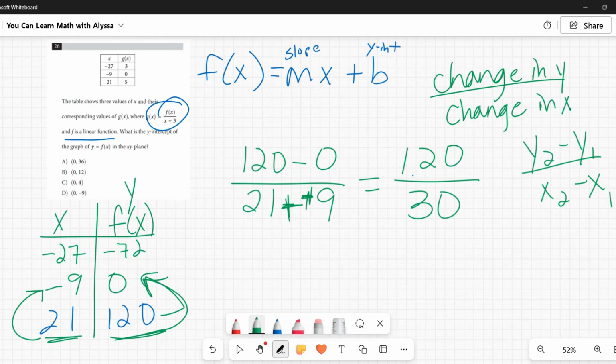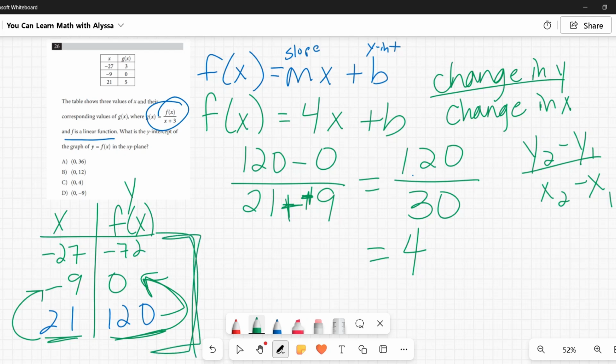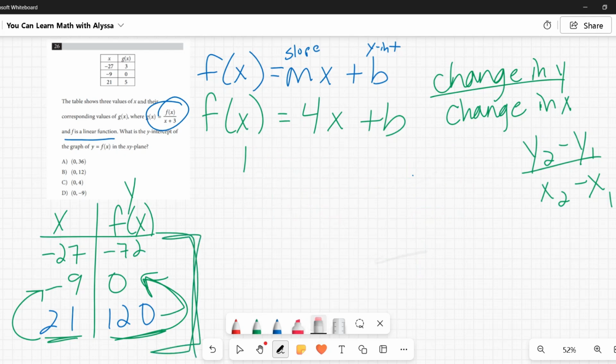So 120 divided by 30 is 4. Okay, so now I have my slope of my line. I'm going to go back up here and say f of x is equal to 4x plus b. And I can plug anything in that I want to for an x and a y value from my little chart over here. So I'm going to plug in my 0 and my 9.